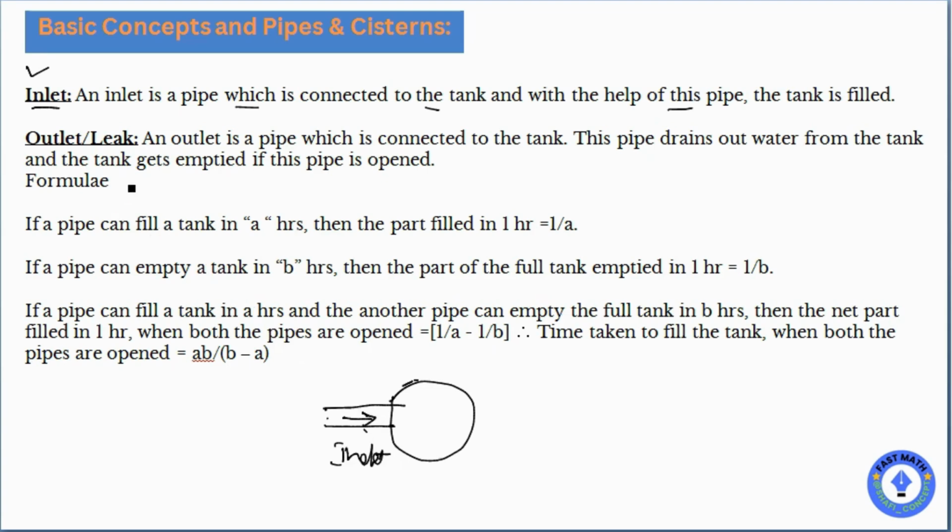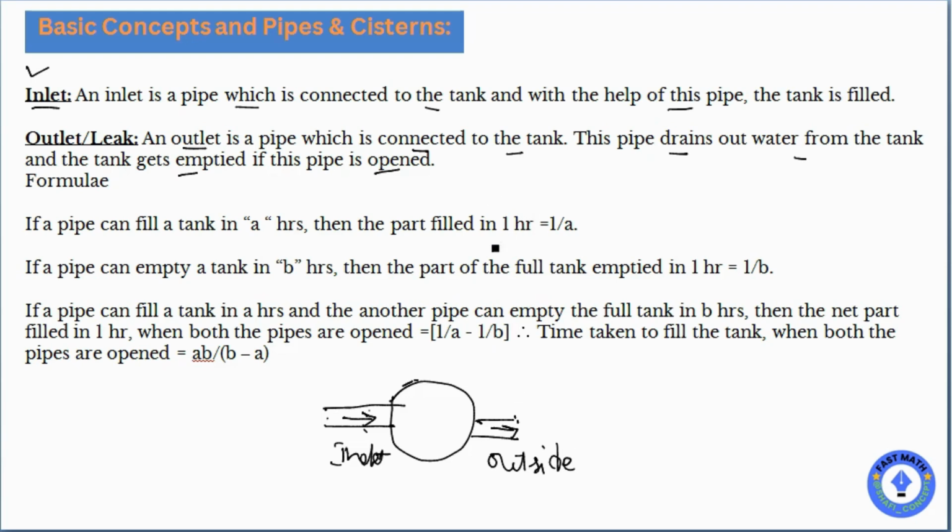Second, what is the outlet? An outlet is a pipe which is connected to the tank, and this pipe drains out the water from the tank and the tank gets emptied. It is called an outlet pipe. That means the pipe or a tap which is used to empty the tank. This is used for emptying, and this is the inlet. That's why it is called an outlet, which is used for discharging the water from the tank.